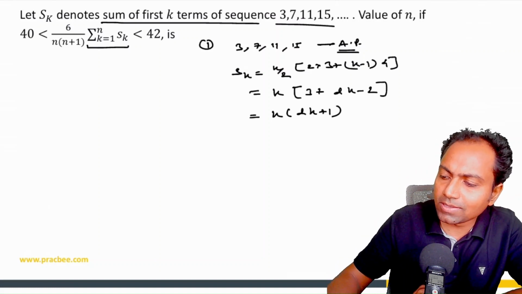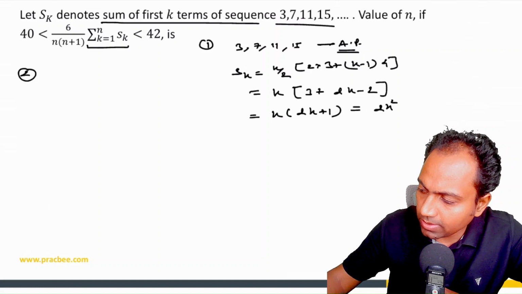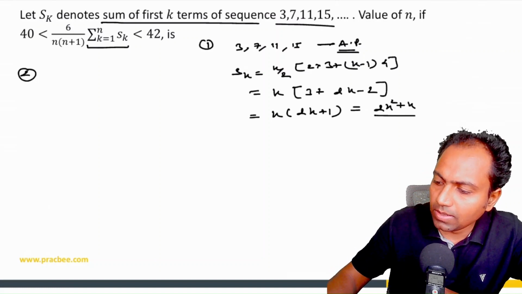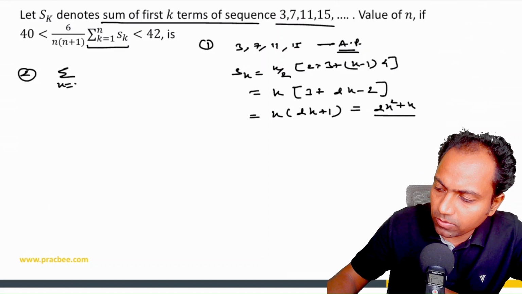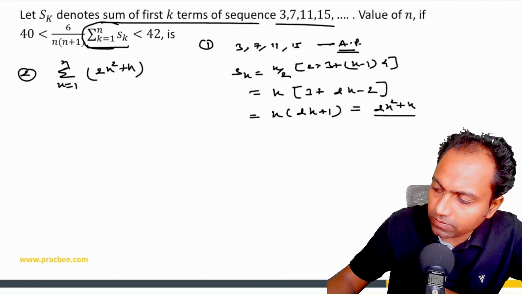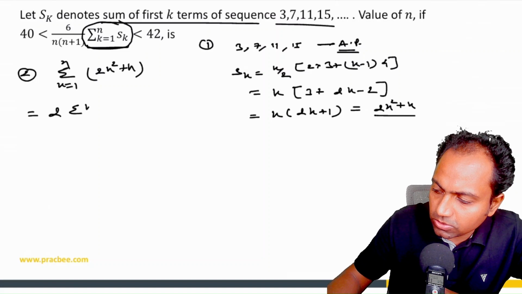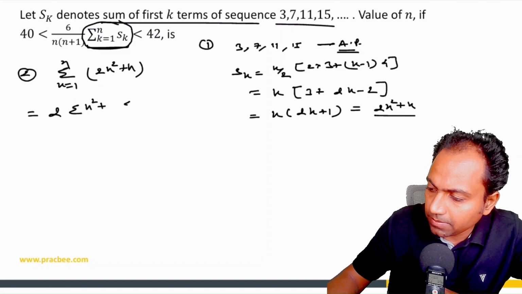So this we have got in the next step or second step. Since we have found this value as 2k square plus k, let us apply summation over it from k equal to 1 to n. So this becomes nothing but 2k square plus k. So what I'm trying to do is I'm trying to find the value of this part. So if I do it, what I get is 2 times summation of k square plus summation of k.